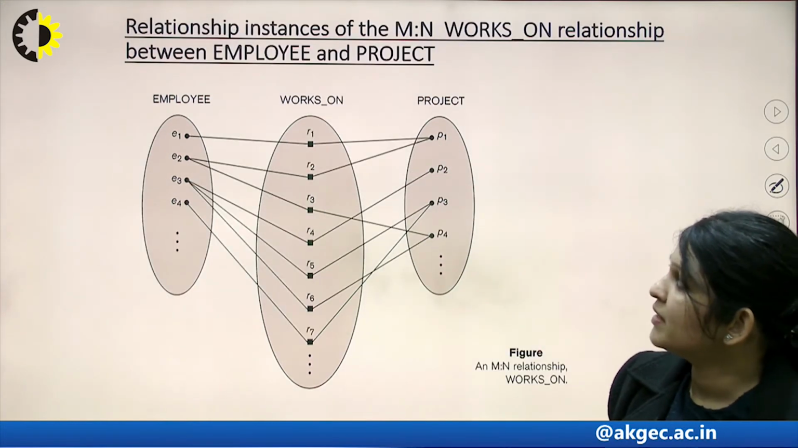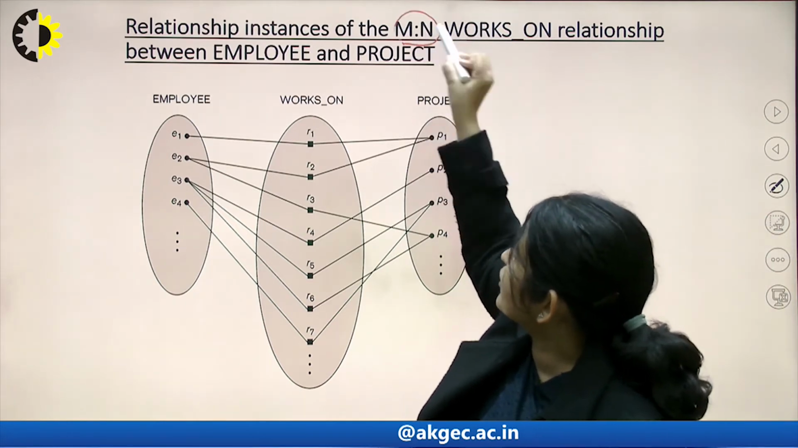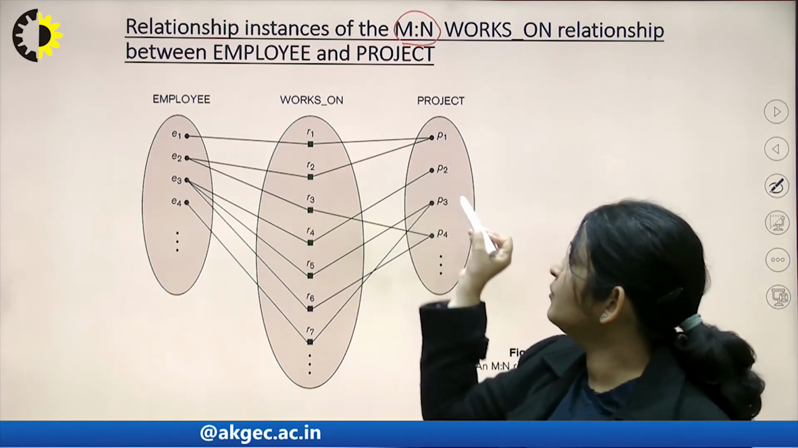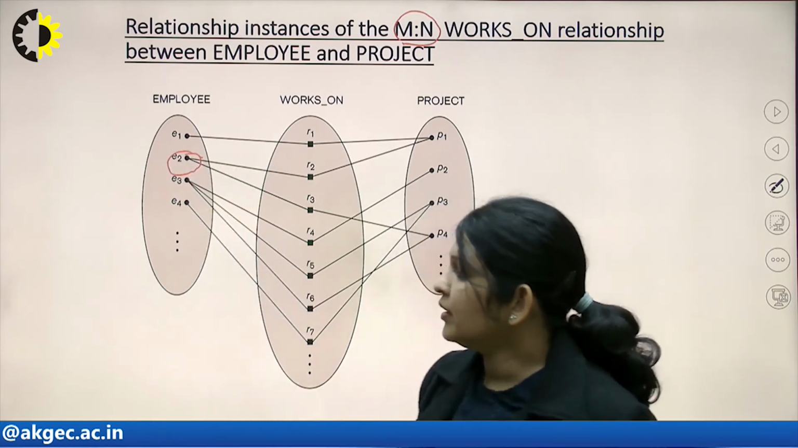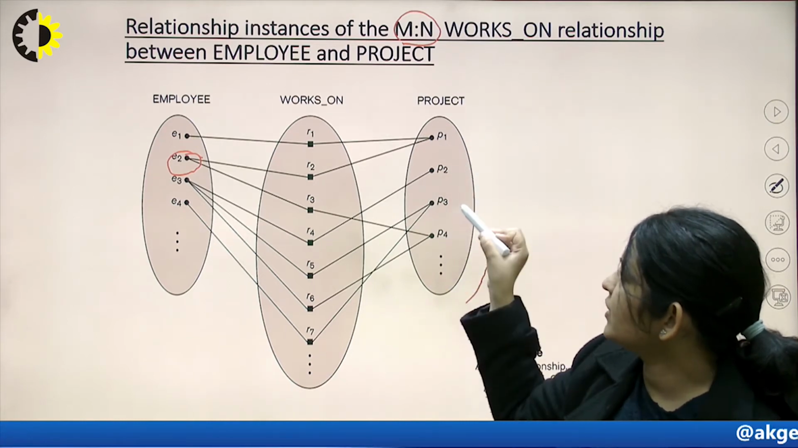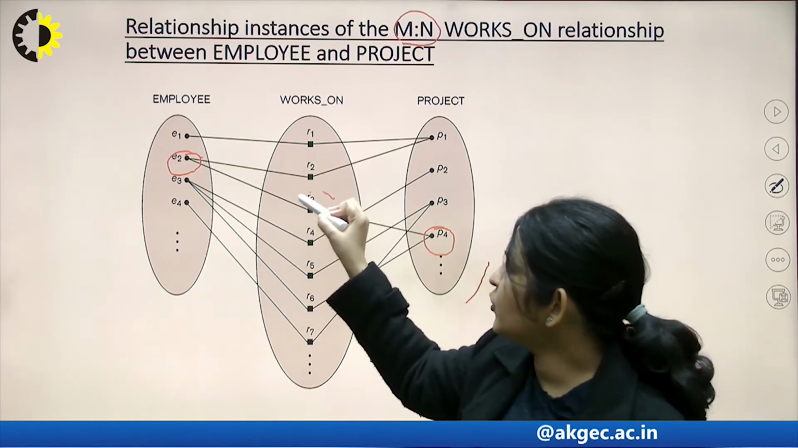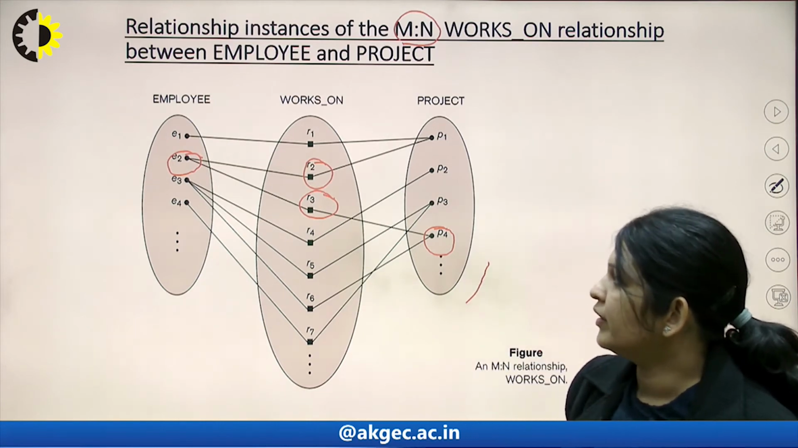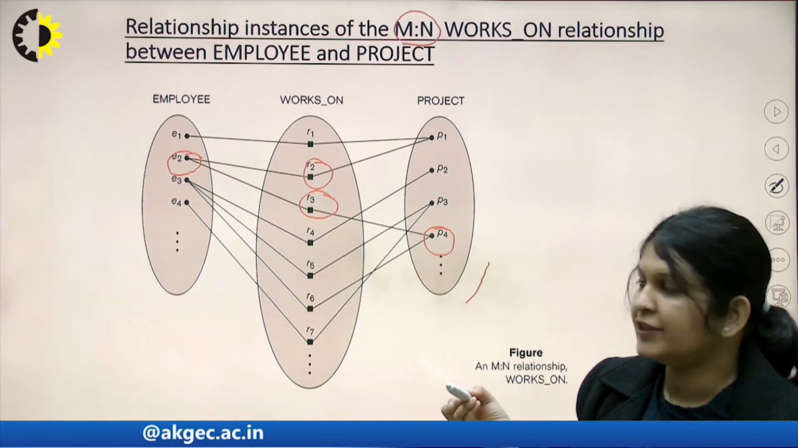So here is another example in which we are showing the M:N relationship, that is many employees can work in many projects. That is, as we look at E2, here E2 is working in P1 also, as well as it is working in, we can say, P4 also. So we have shown it through two different relations in the works_on. So this is how the relationships are defined.